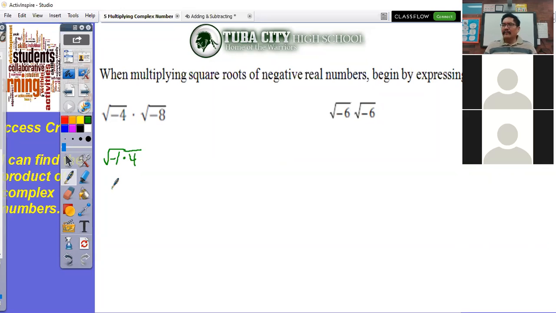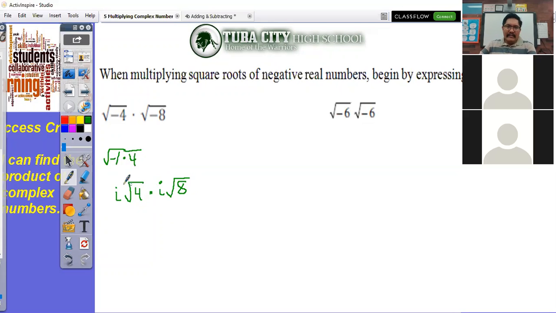But I think for now, because it just says begin in terms of i, let's just worry about the i for now. So i times root 4 times, and I'm going to do the same thing with this one. I'm going to take out the negative by replacing it with i. So i times root 8. And like I said, you could reduce or simplify these, but I think it'd be better to just leave it like that for now.